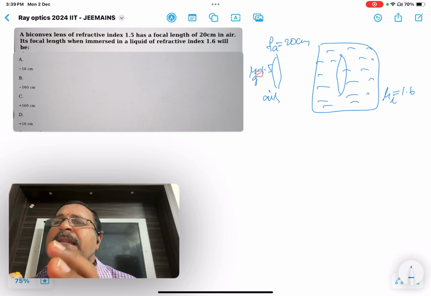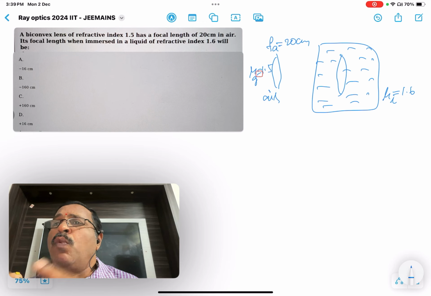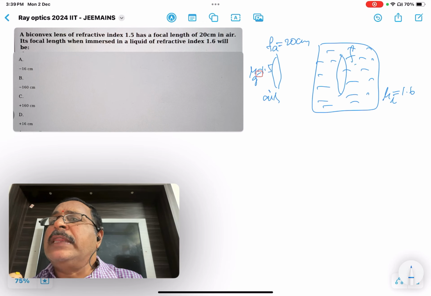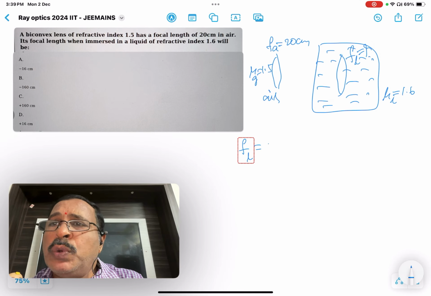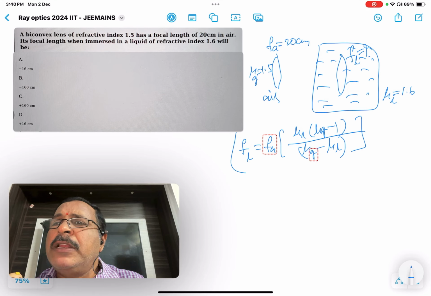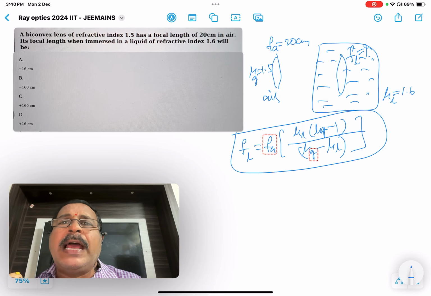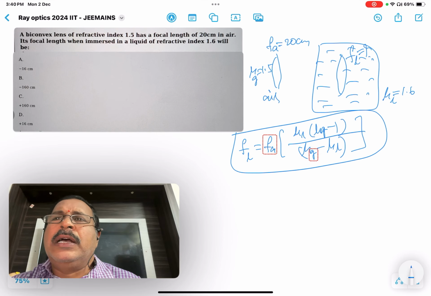When this glass lens is immersed in this particular liquid of refractive index 1.6, what happens to the new focal length FL? That is the question. There is a formula for focal length in a liquid: FL equals F air into mu L into (mu G minus 1) divided by (mu G minus mu L). So this is the formula for this question, my dear NEET aspirants as well as IIT aspirants. The concepts are almost similar for both aspirants.